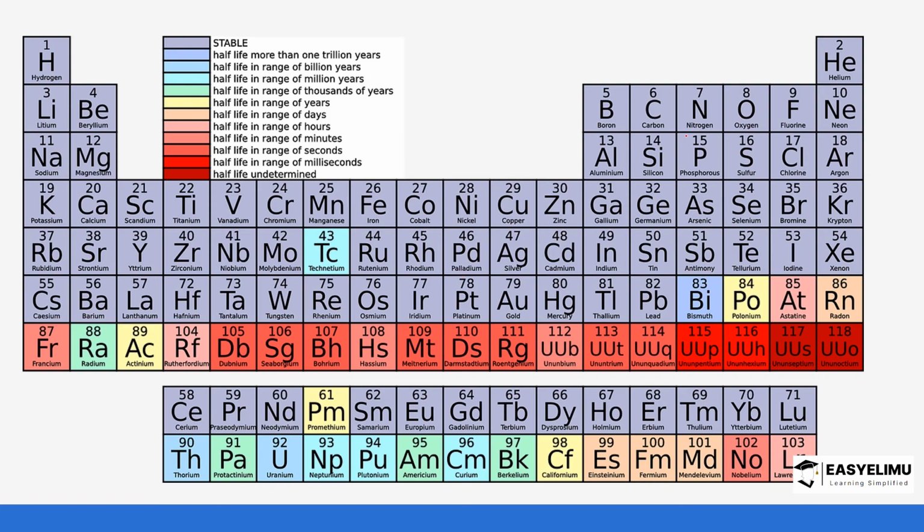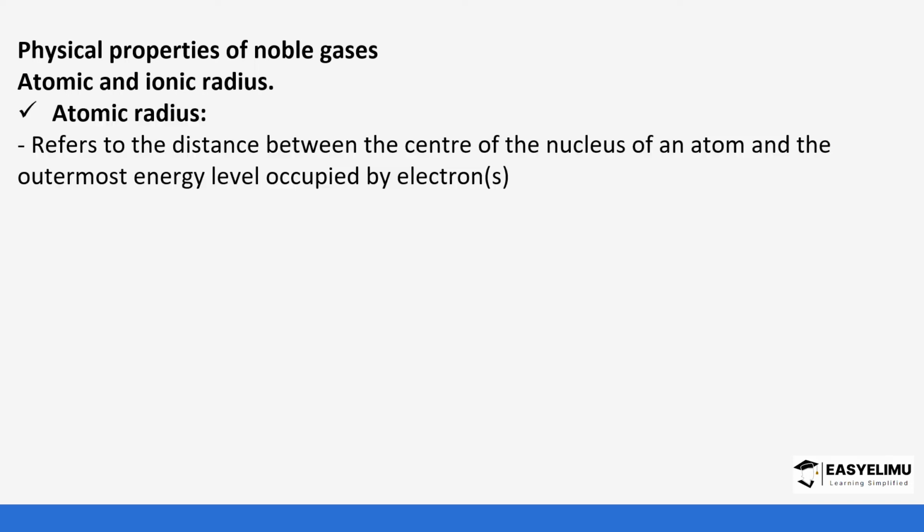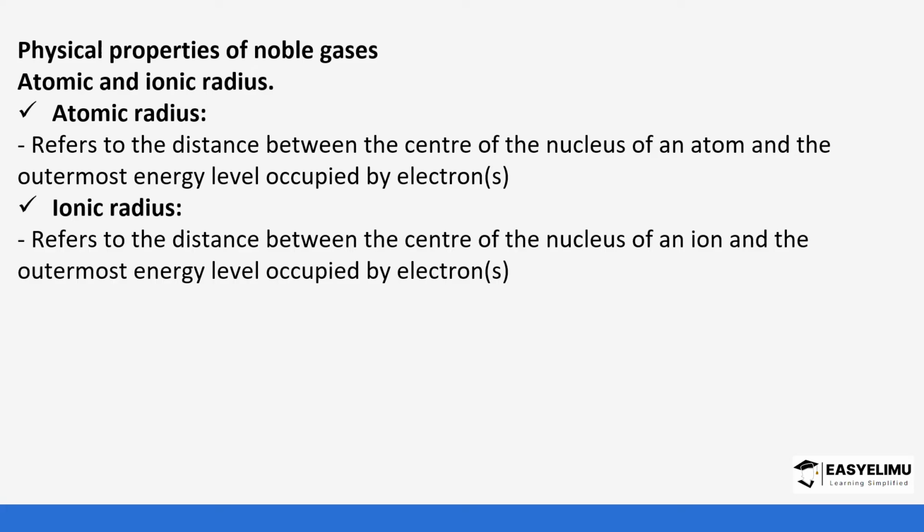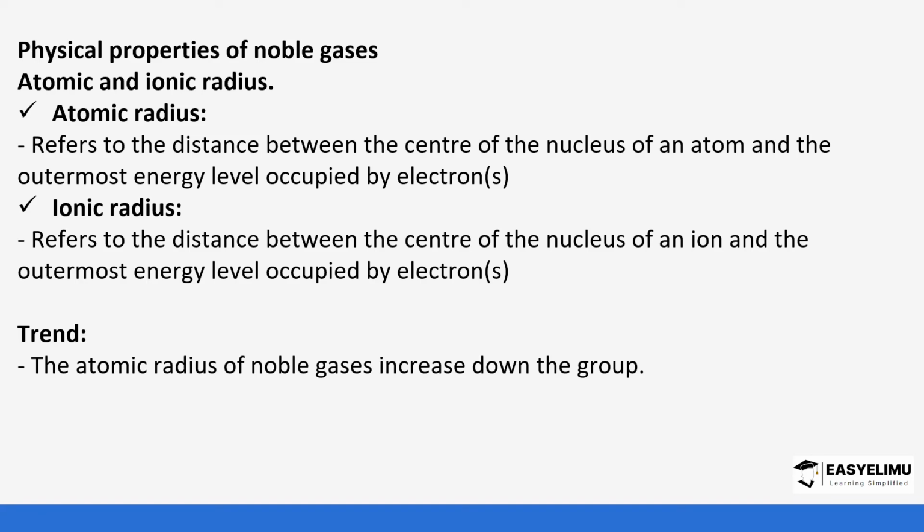So you can see where they're located in the periodic table. They're in group 8 at the end. So we have helium, neon, argon, krypton, xenon, radon, and also we have other elements in the transitional elements as well. And then when you look at some of the physical properties of noble gases, one of them is the radii, the atomic radius and ionic radius. Remember we said the atomic radius is the distance between the center of the nucleus and the outermost energy level of an atom. And an ionic radius is the distance between the nucleus of an ion and the outermost energy level occupied by electrons.